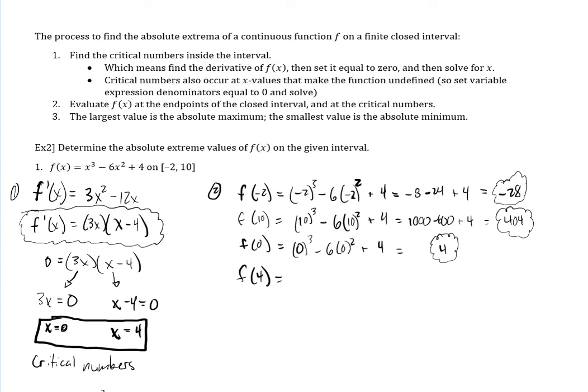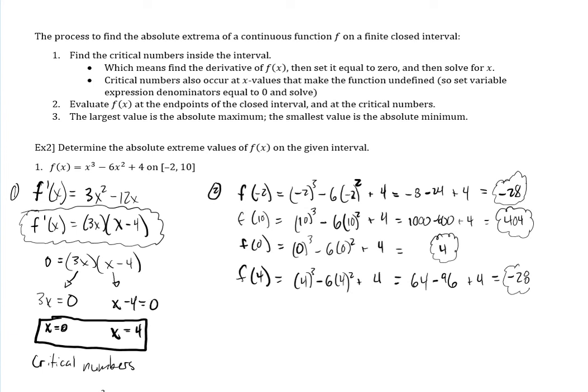f of 4 gives us 4 cubed minus 6 times 4 squared plus 4. Let's evaluate this. 4 cubed is 64. Then 6 times 4 squared, 4 times 4 is 16, so 16 times 6. Ooh, that's a tough one for me mentally. Let me think. Is it 96? So minus 96. We'll check with our calculator. And then plus 4. All right, so when doing this subtraction, it looks like it'd be negative 28.